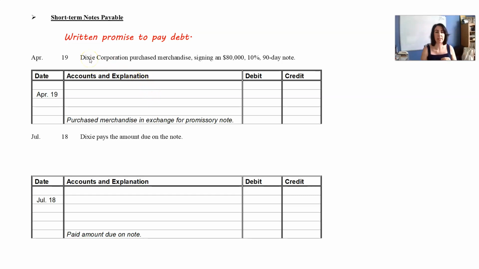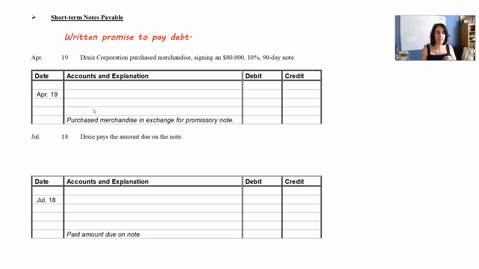Okay, so looking at this, Dixie Corporation purchased merchandise, signing an $80,000 10% 90-day note. Now here's what we did here. Dixie Corporation took out debt to pay for the merchandise. Okay, so a note payable doesn't have to mean you get cash. It may be like, if we're Dixie Corporation, we're like, hey, we want your merchandise, but we can't afford $80,000 right now. How about we pay you in 3 months, 90 days, and we'll give you interest too. All right, so that's how that works.